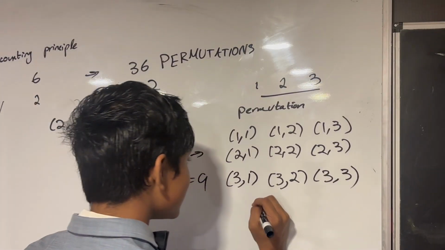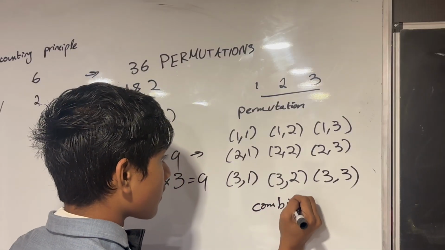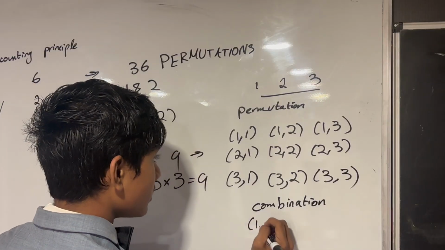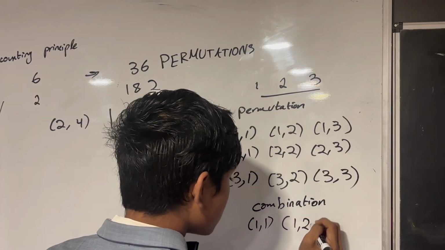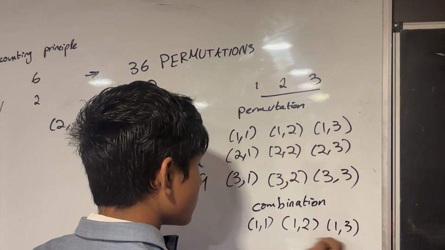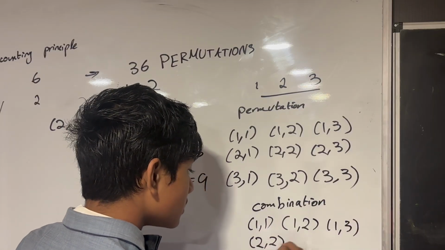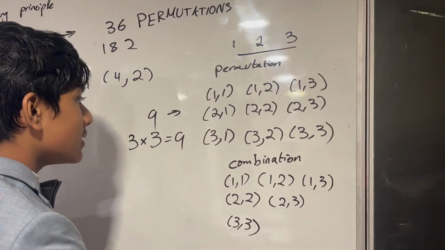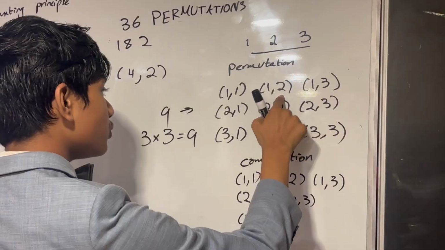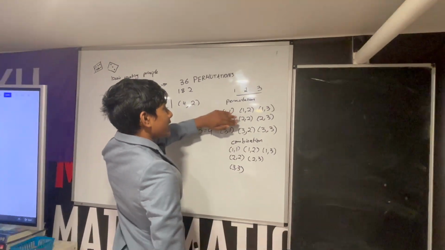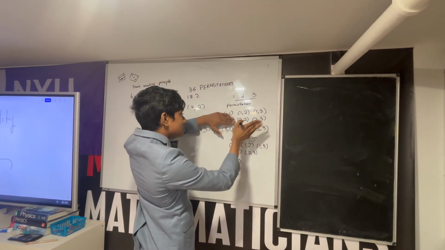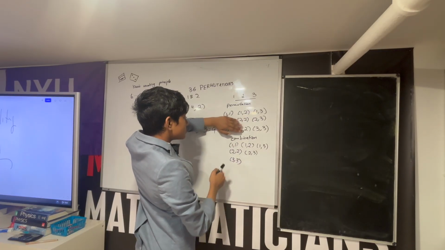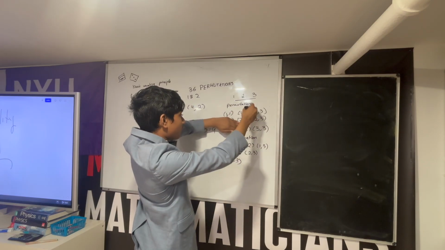Meanwhile, combinations would look like this. 1, 1, 1, 2, 1, 3, 2, 2, 2, 3, 3, 3. As you can see, 1, 2 has a duplicate, so we erase that duplicate, and 2, 3 has another duplicate, so we erase that, and 1, 3 has a duplicate, so we erase these 3, and we're left with these 6.